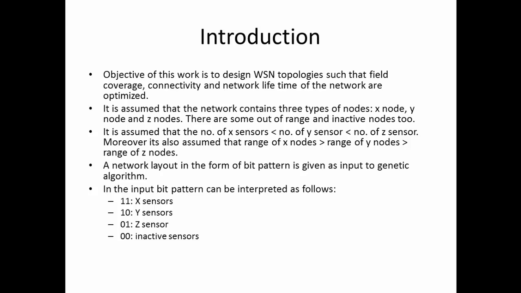The input that we will give to our genetic algorithm will be a bit pattern, and that bit pattern will represent the network layout. But the layout doesn't relate to the position of nodes in a network, but in fact it relates to the type of nodes in the network. For example, if we give a bit pattern as input, in that bit pattern 1 will represent X sensors, 1 will represent Y sensors, 0 will represent Z sensors, whereas 0 will represent inactive sensors.